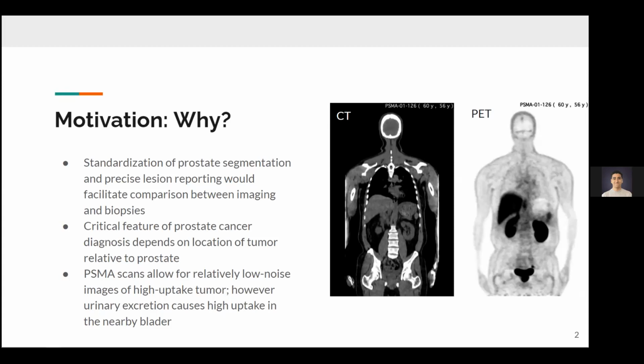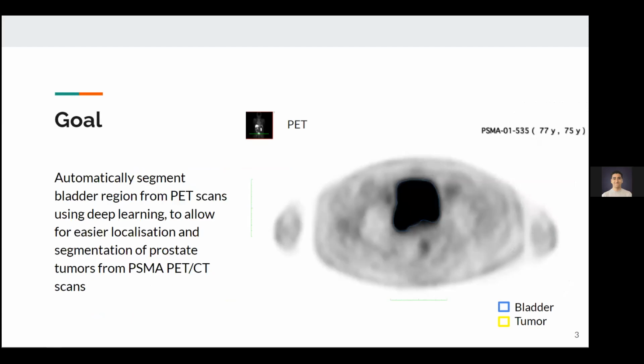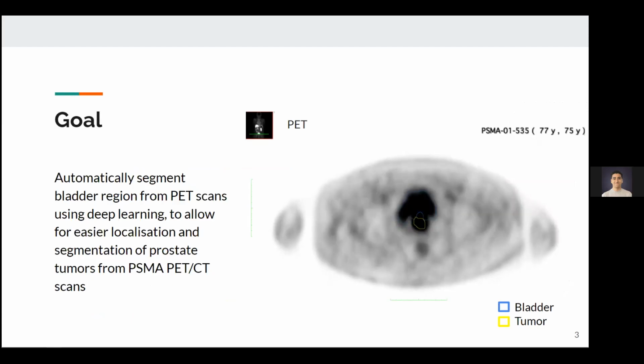In order to standardize diagnostics using this imaging technique, we believe an important first step is the accurate and automated segmentation of the bladder from the PET scans, specifically in a way that makes it easier to segment prostate tumors from these same scans. And so here we present our fully automated approach for bladder segmentation from this type of scan. Once again, our aim is to segment bladder regions from PSMA PET CT scans automatically, with the goal of using this information to inform subsequent prostate lesion detection from these same scans.